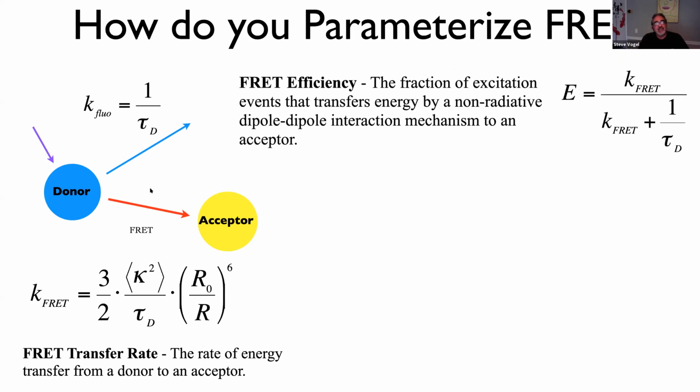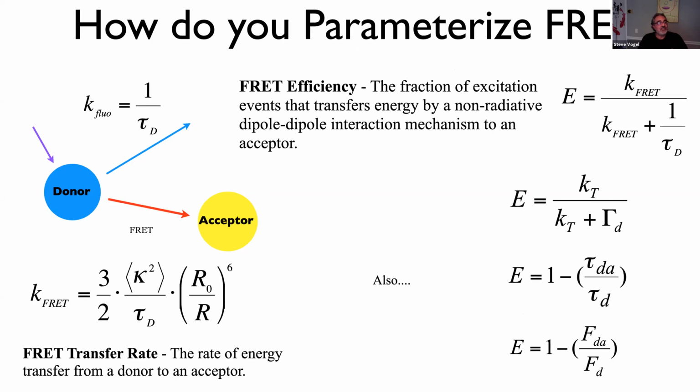Essentially, the way that you parameterize FRET is typically called the FRET efficiency, which is the fraction of excitation events that transfer energy by non-radiative dipole-dipole interaction mechanisms to an acceptor. So what this number is saying is, every time I excite this donor, when I have an acceptor close to it, what fraction of the time will the energy go here as compared to going here or anywhere else? That's the number we're interested in to parameterize it.